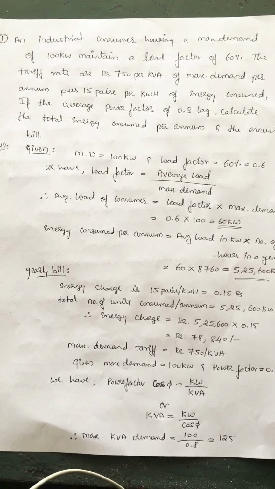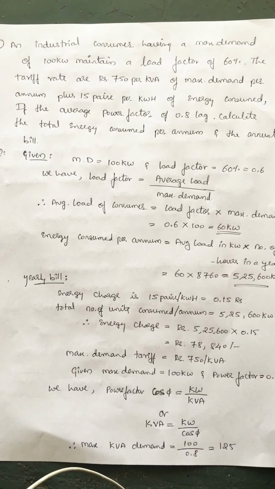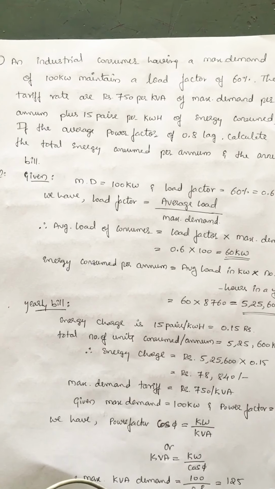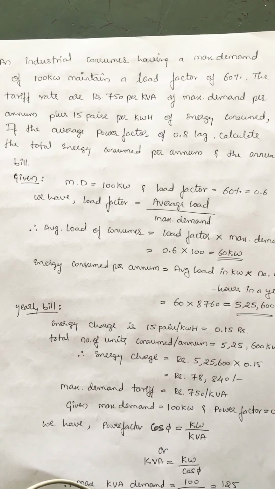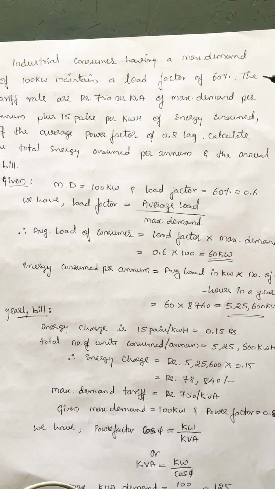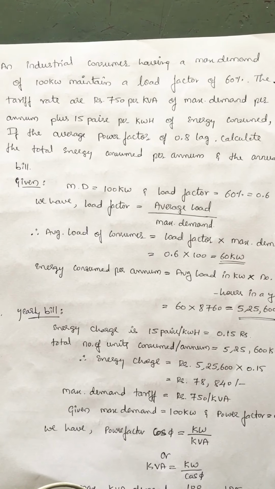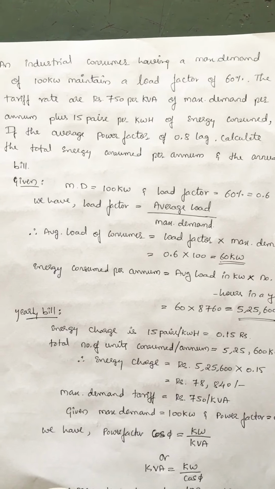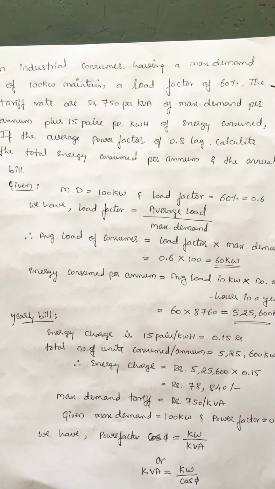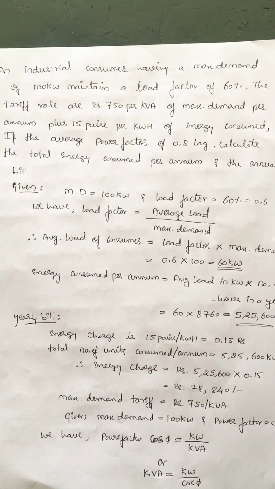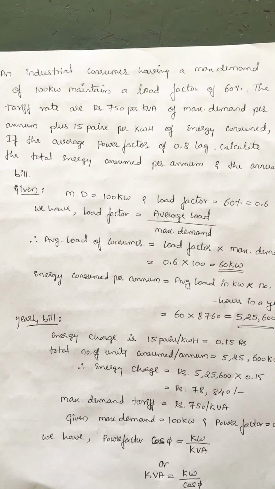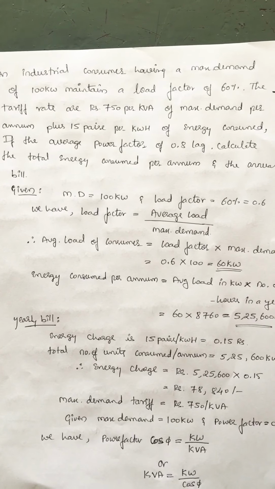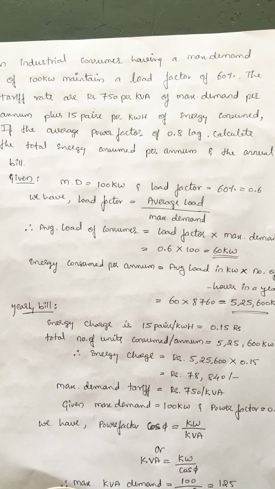Hello everyone. Now let us look into a problem based on tariff. The question is like this. An industrial consumer having a maximum demand of 100 kilowatt maintains a load factor of 60%. The tariff rates are rupees 750 per kilovolt ampere of maximum demand per annum plus 15 paise per kilowatt hour of energy consumed. If the average power factor is 0.8 lag, calculate the total energy consumed per annum and the annual bill. This is the question.